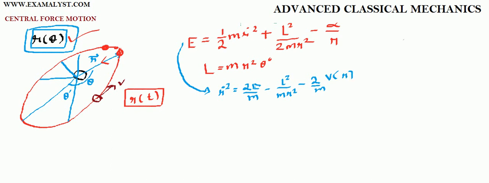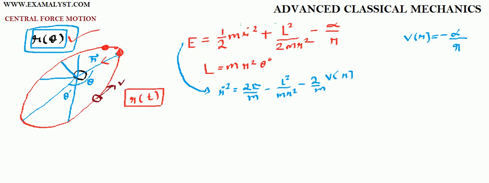Just remember, whenever I write V of r, just imagine that there is a minus alpha by r. So if I write in terms of alpha by r, it will become plus. Okay, it will simply become plus. Anyways, it's okay. So now what to do?